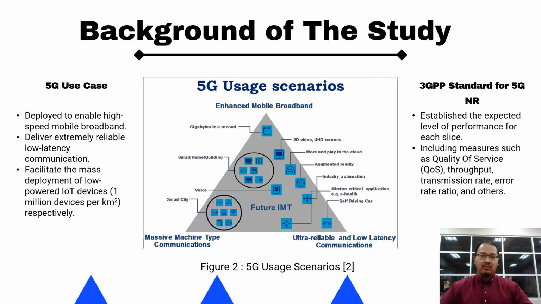It is deployed to enable high-speed mobile broadband, to deliver extremely reliable low-latency communication, and to facilitate the mass deployment of low-powered IoT devices. 3GPP has established a standard for 5G New Radio, which establishes the expected level of performance for each slice, including measures such as quality of service, QoS, throughput, transmission rate, error rate ratio, and others.